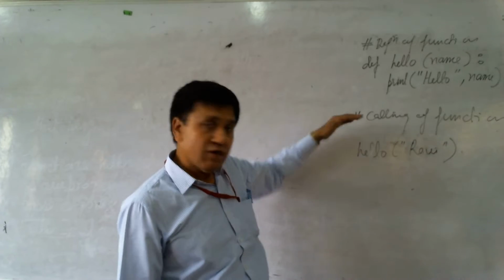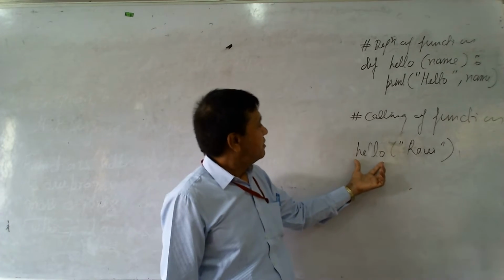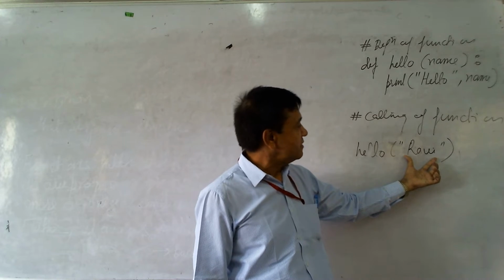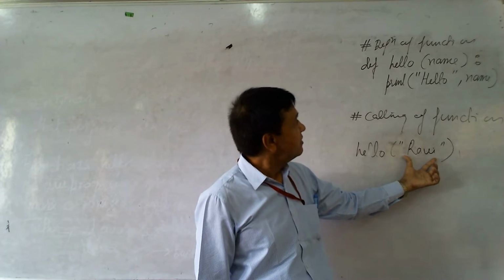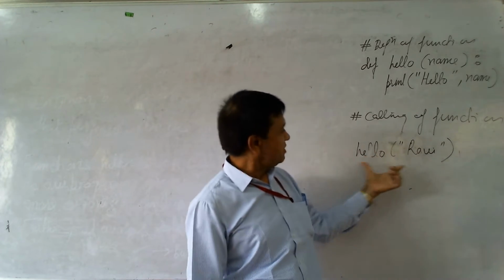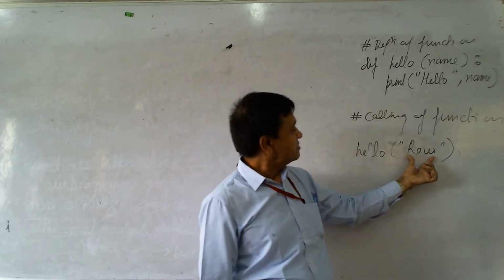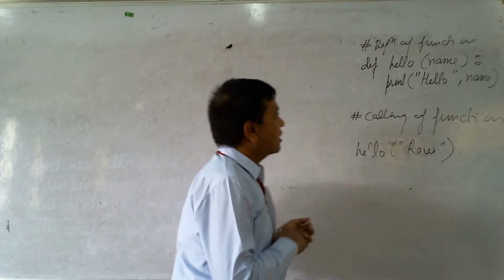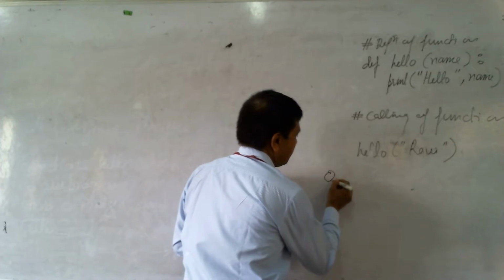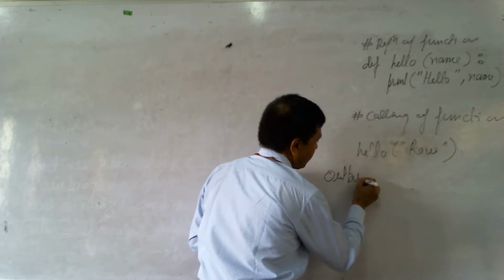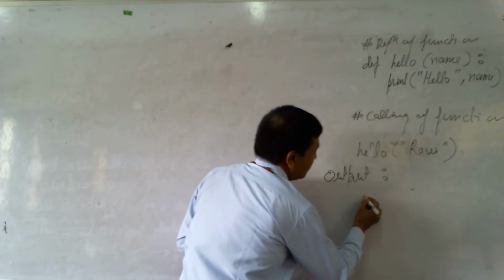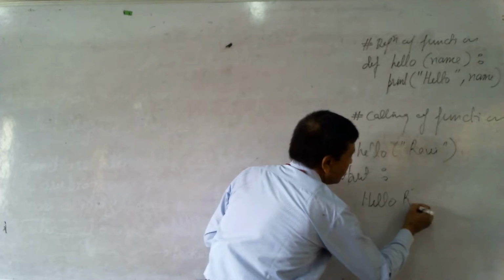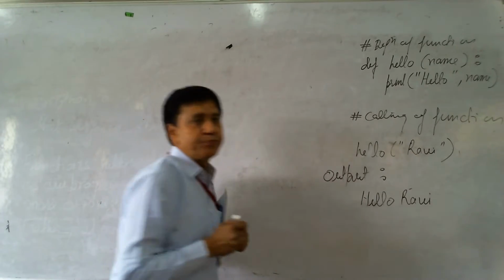Now, how to call the function? The name of the function is here, this is calling the function, and the parameter which we are passing is Ravi. When this statement is executed, Ravi will pass to name and the output of this program will be hello Ravi.